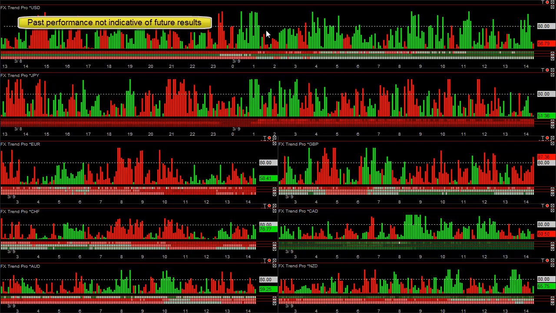The histogram on the top measures the intensity on a real-time bar-by-bar basis. It's composed of 5 different statistical trend tools we've developed over the last 6 years. 3 of them measure the direction, in this case that the dollar is moving versus all the rest, and 2 of the 5 measure the intensity.